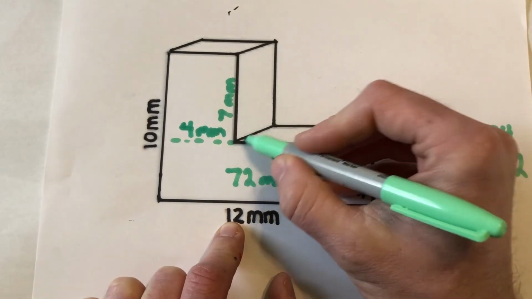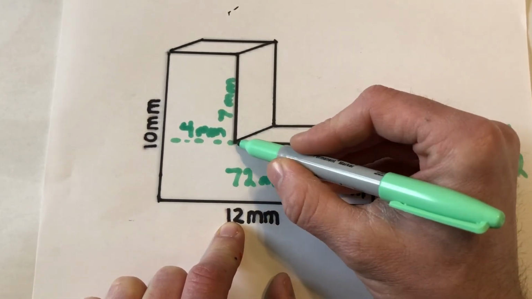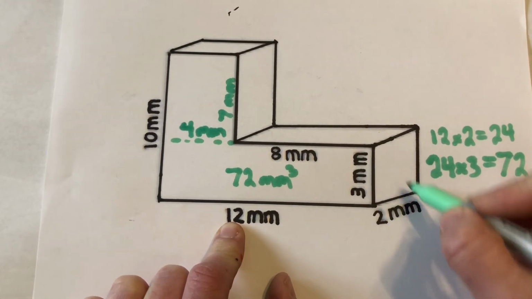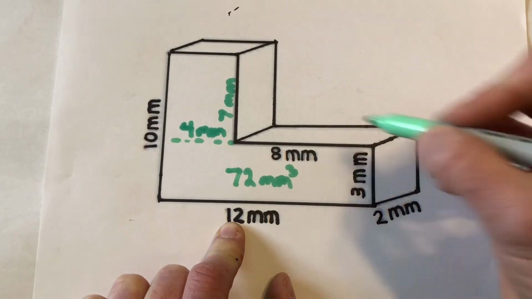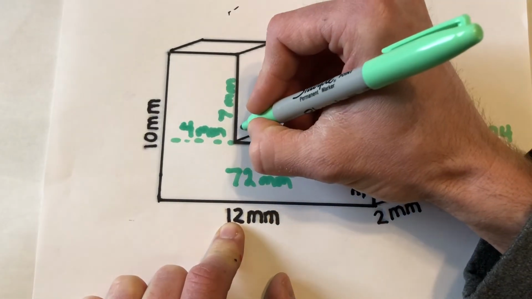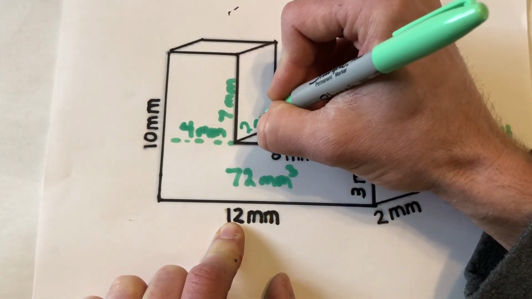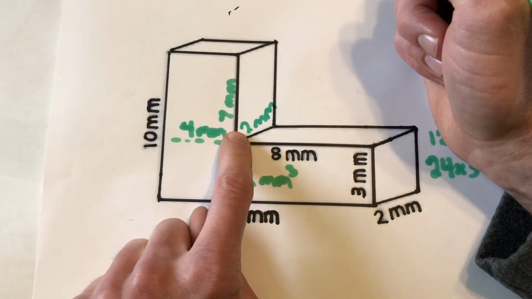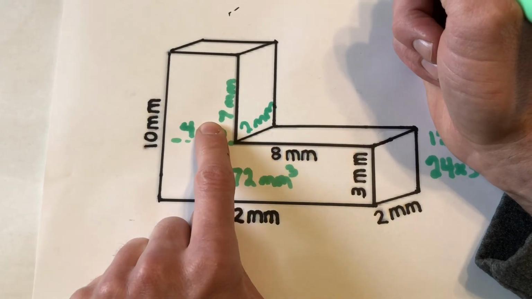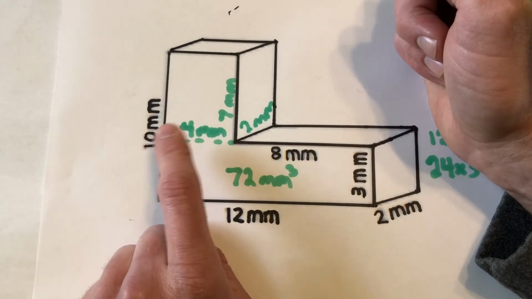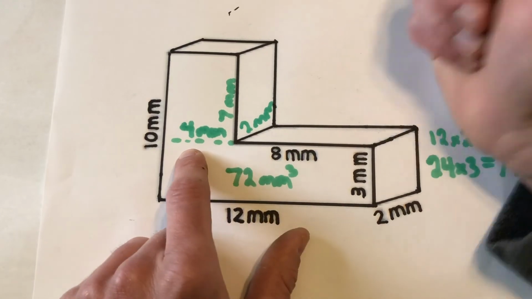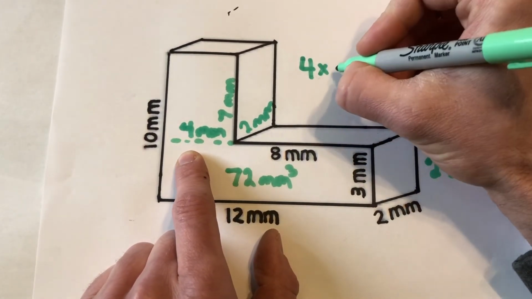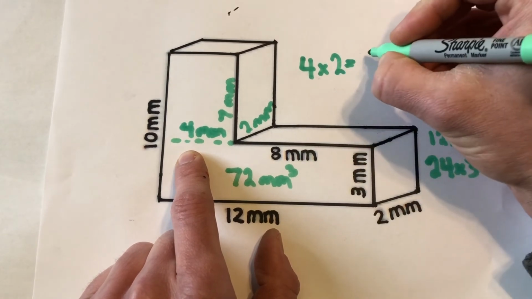So we have one more line to find. Let's try and find this width here. So looking over this way, if this line is 2 millimeters, then this line is 2 millimeters, and this line is 2 millimeters. So now we have the three sides. We have 4 millimeters, 2 millimeters, and 7 millimeters. So let's do the length times the width first. So 4 times 2 equals 8.